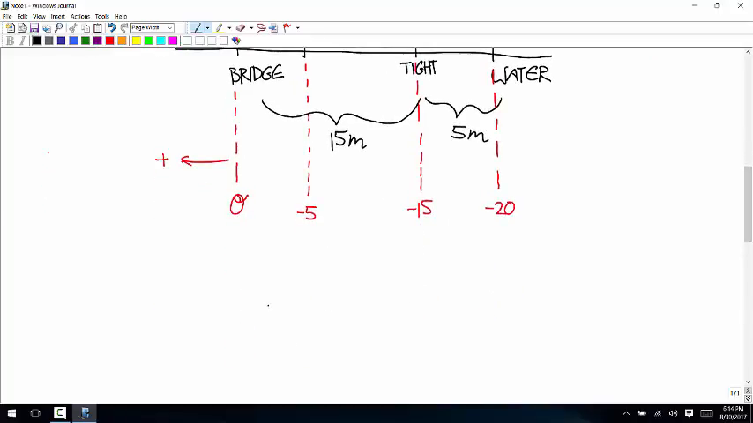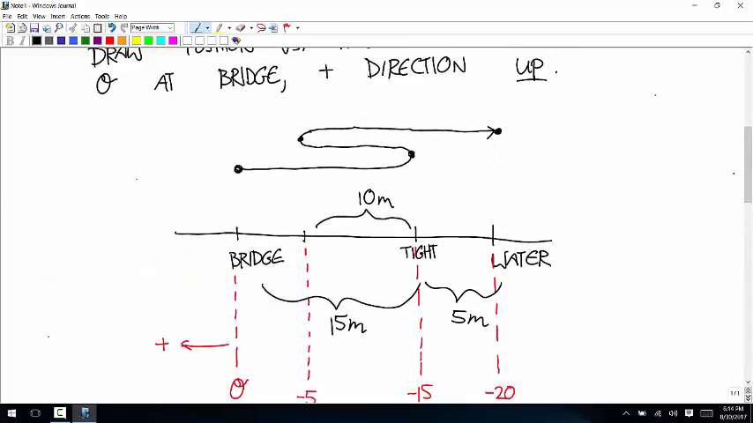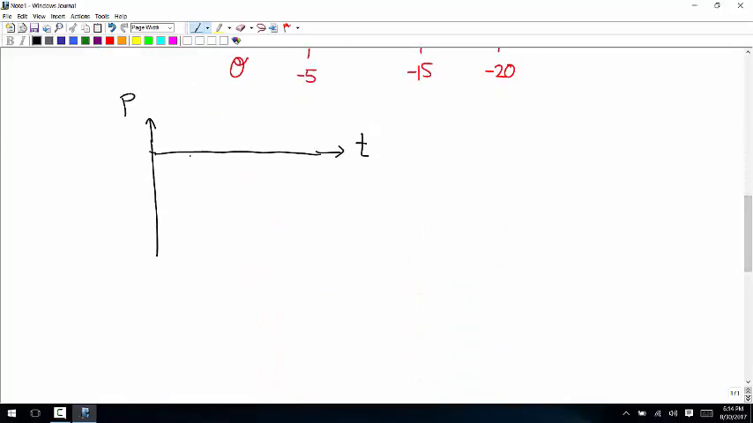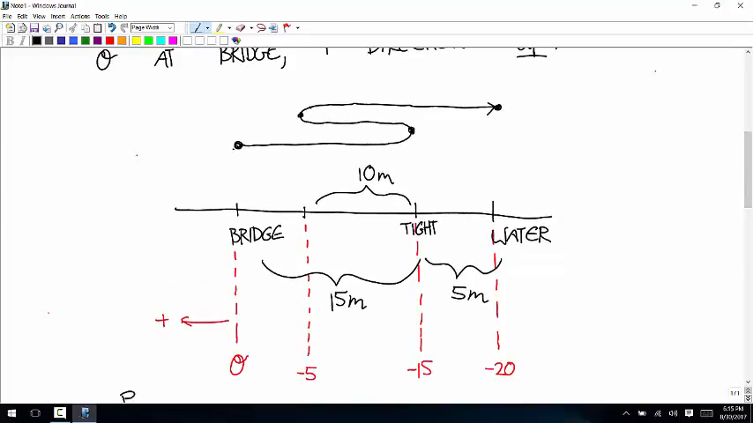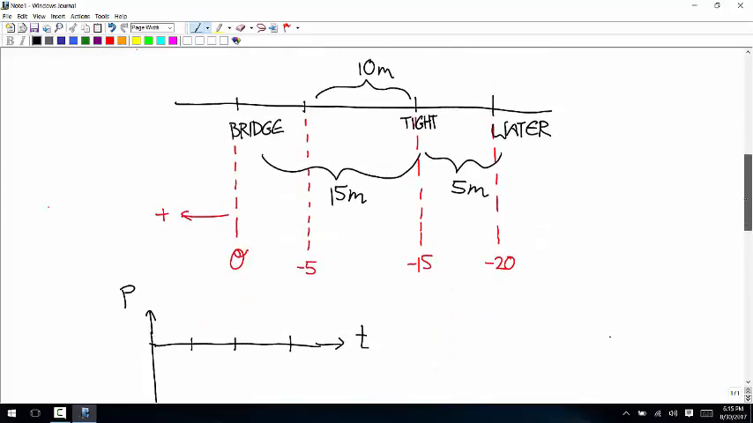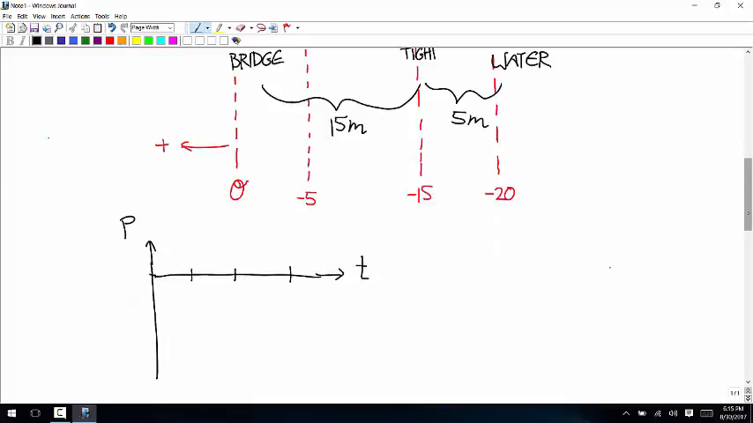Okay, so the position versus time graph. This is the position. This is the time. And I'll just break the time up into, we'll start at 0, and then we have 1, 2, 3 more. So I'll just make it like 1, 2, 3. And if you look at this path, he starts at 0, then he goes to negative 15. Let's mark these. The important locations for this are negative 5, negative 15, and negative 20.